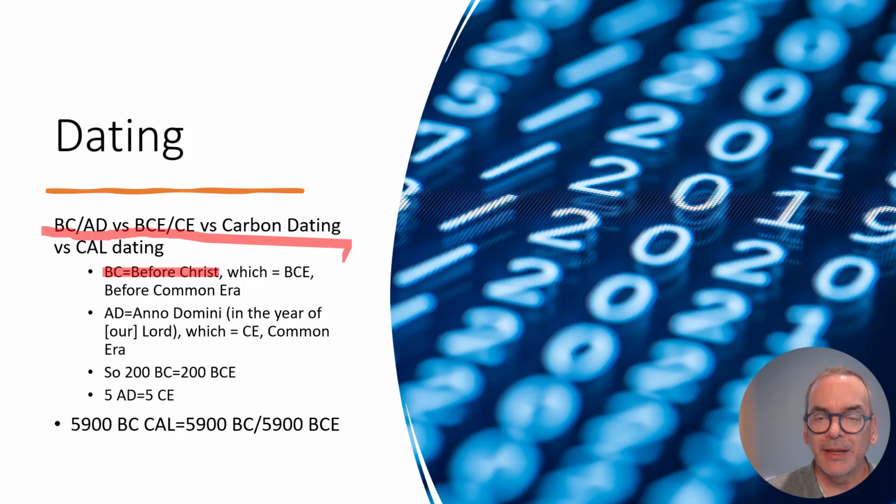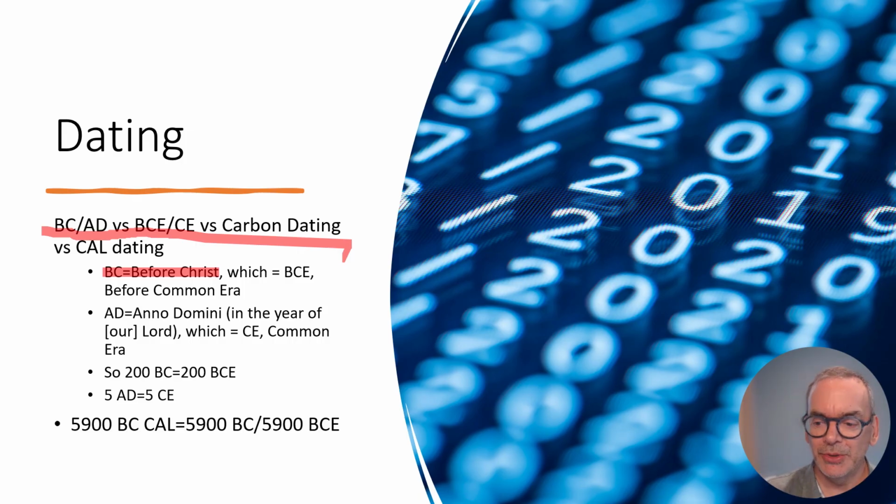Now, some scholars use BCE, which is before Common Era, and that is the exact same date as BC. So 10 BC, 10 years before the birth of Christ, is 10 BCE, before Common Era, because they also start at the year zero.